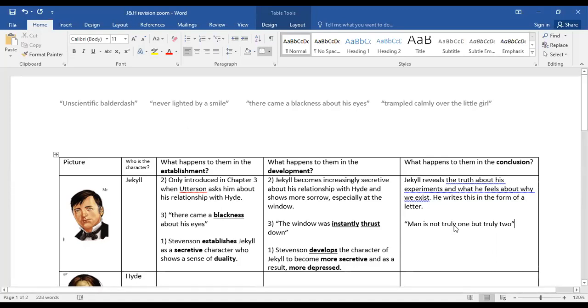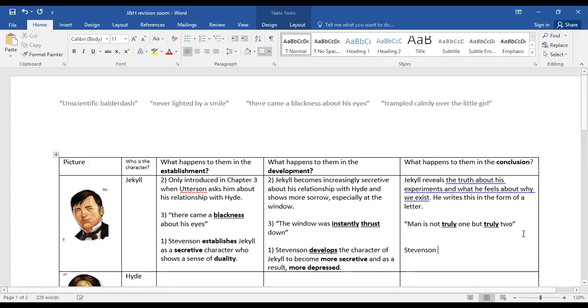Man is not truly one, but truly two. And you've got the repetition here, really emphasizing his fundamental belief that man is not one, but man is two, that there is a strong sense of duality in his character. Crucially, what is he trying to do?